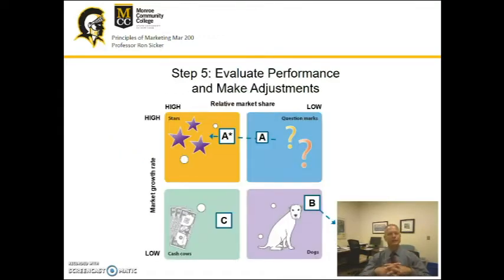What you have here is the BCG matrix. The BCG matrix is made up of stars, question marks, cash cows, and dogs. If you have a high market share in a high growth area in a product, that would be a star. If you have high market share in a very low market growth area, that would be a question mark. If you have a high market share in a very low growing market, that would be a cash cow. And then if you have low market share in a low growing market, that would be a dog.